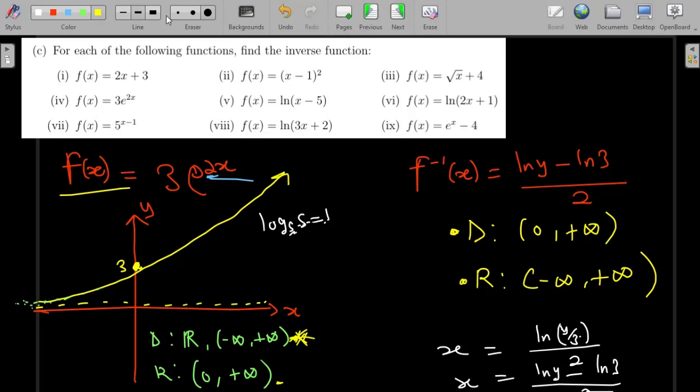Okay, now we look at question 5. For question 5, this one, this one, this one, and this one, we handle them the same way. So I'm just going to solve this one and maybe this one, and then this one you can try out on your own. So let's do that.